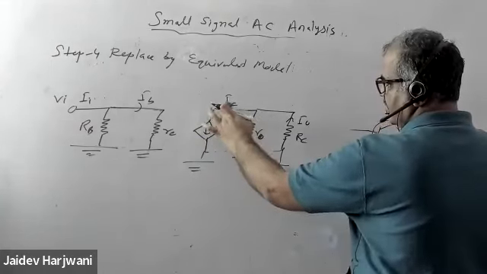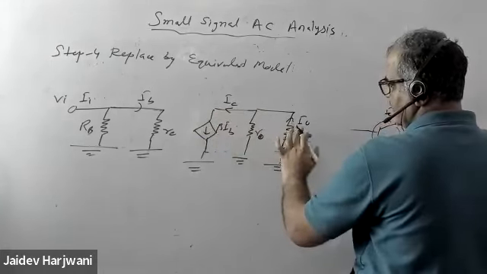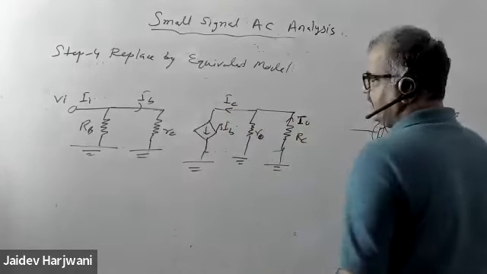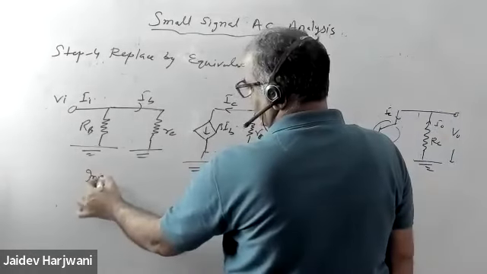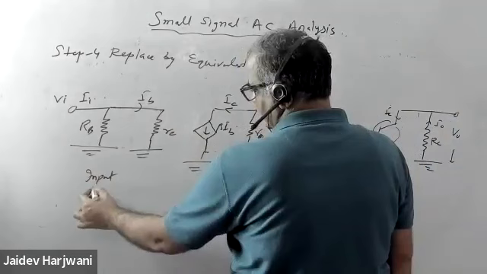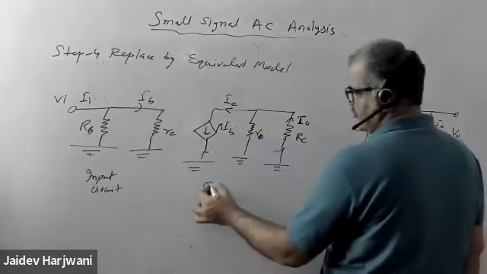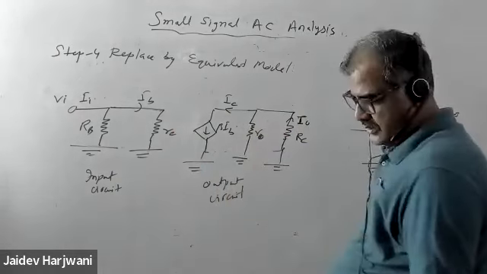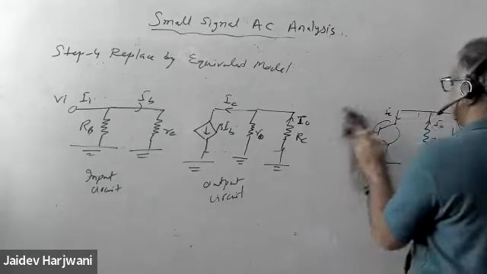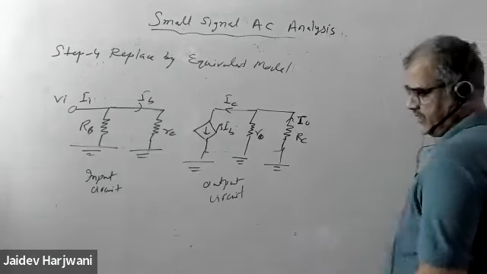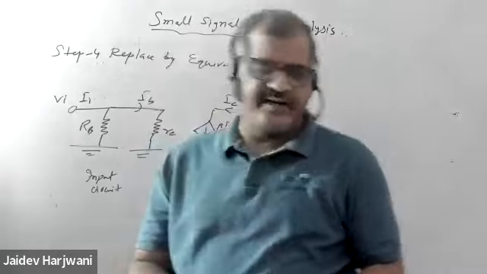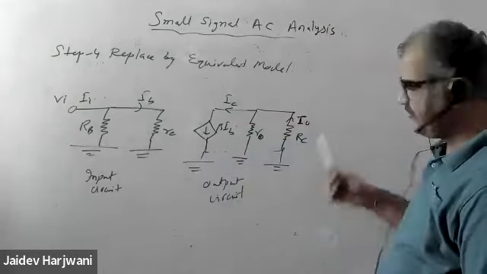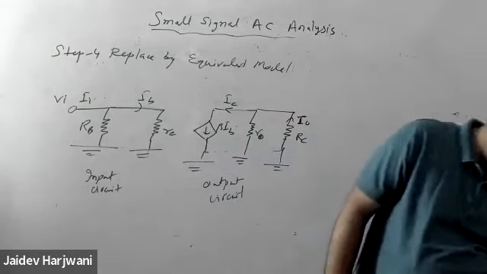I know total current which is coming from this branch is IC, and the current flowing here I know that only. This is my input circuit, and this is my output circuit. Once you know this circuit, now you can perform the calculation. You want to calculate the amplifier: input impedance and output impedance, the 4 parameters which we mentioned in the beginning.